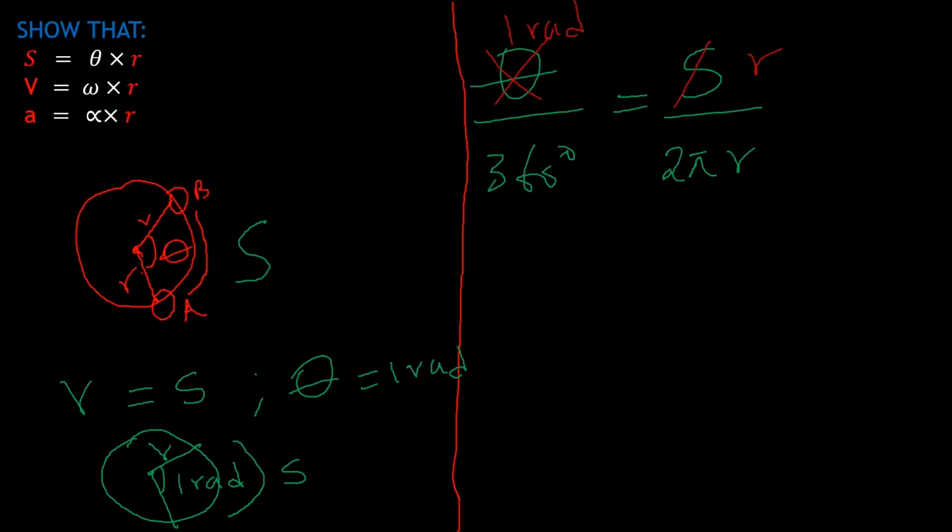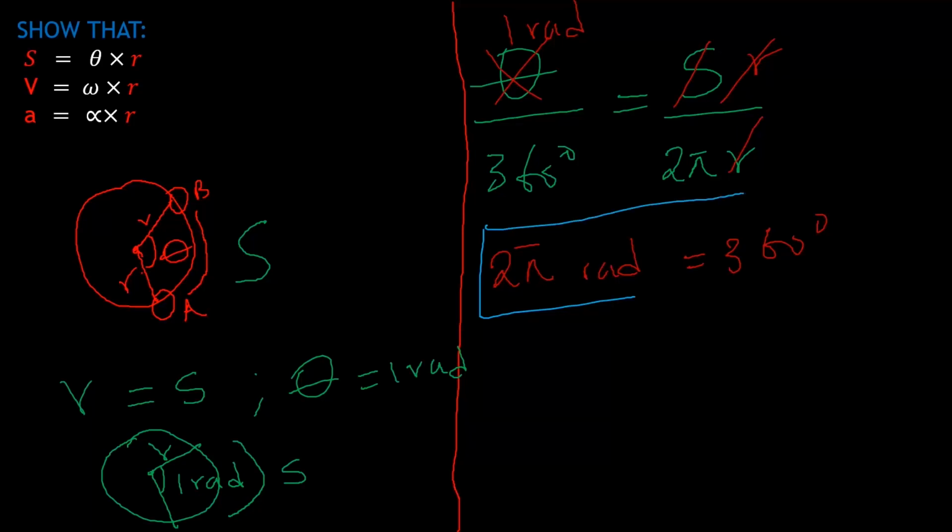And once that happens, that means that S will be the same as R. So if R cancels R here, then we'll be left with what? 2 pi rad is equal to 360 degrees. You must have come across this relationship between radian and degrees. That's how to go from radian to degree. But this is not what we are driving at. We want to prove that S is equal to theta times R.